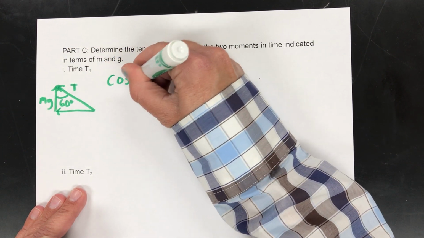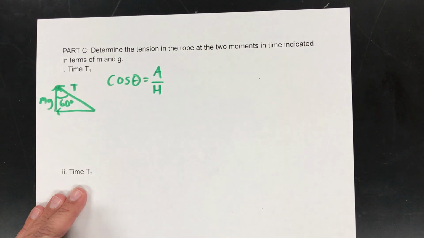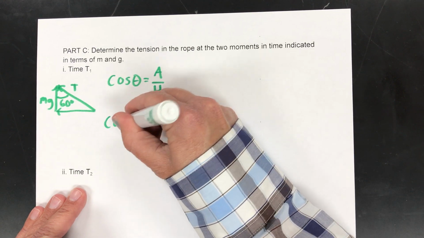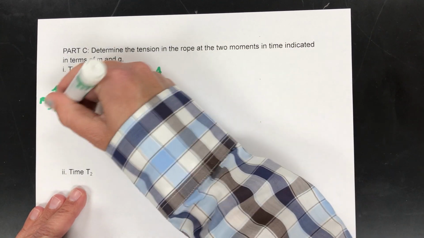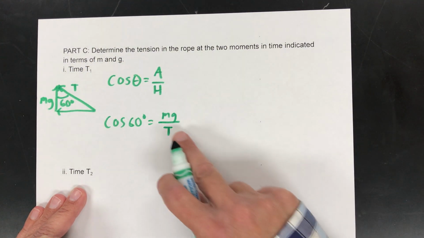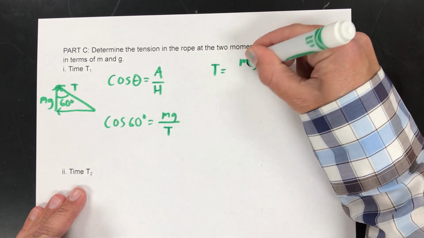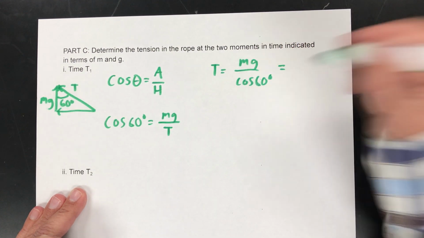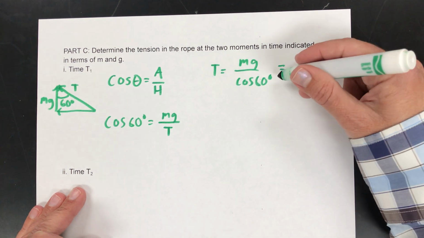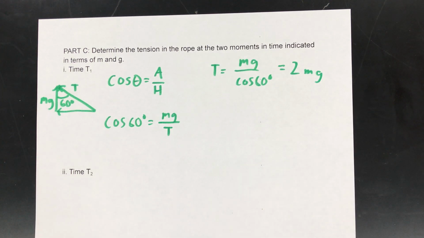According to geometry, the cosine of an angle is the adjacent side over the hypotenuse. In this particular case, our angle is 60 degrees, our adjacent side is mg, and our hypotenuse is the tension that we're looking for. So I'm going to multiply the T up here and bring the cosine 60 down there. So T is equal to mg over cosine of 60 degrees. And cosine of 60, if you don't know, that's fine, you can plug it in your calculator. It's a half. So mg divided by a half is 2 mg. So the tension at that first point, time t1, is 2 mg.